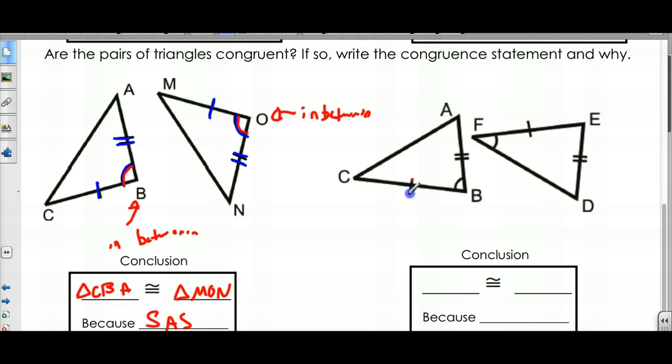Well, in this case, I have a side, right? I have two sides that are congruent. CB is congruent to FE. I have AB congruent to ED. And then I have angle B congruent to angle F. But if you look at this one, the angle is in between, right? The two sides. But in this one, the angle is not in between the two sides. It's over to the left, right? It's not in between these two sides. So these two would not be considered congruent, right?